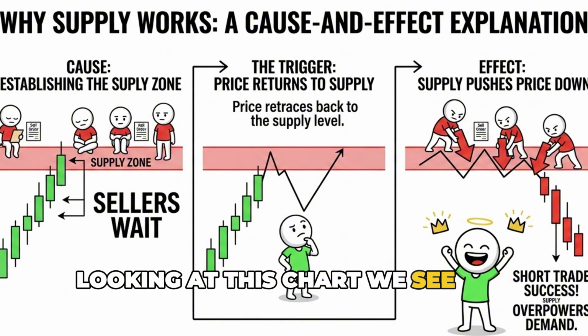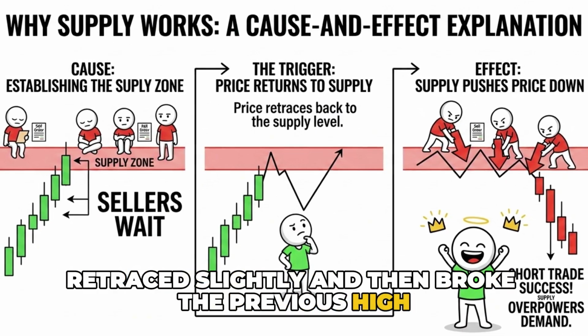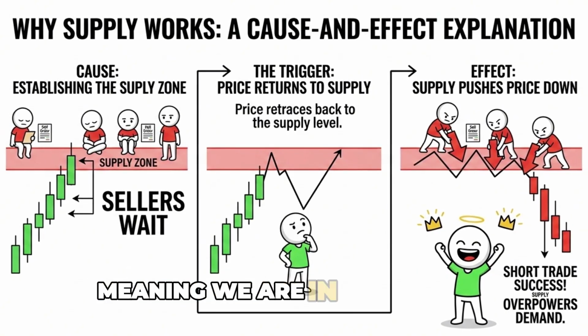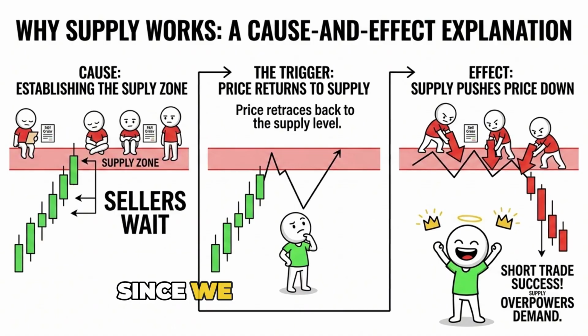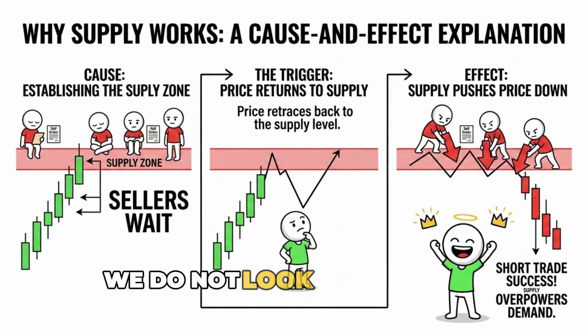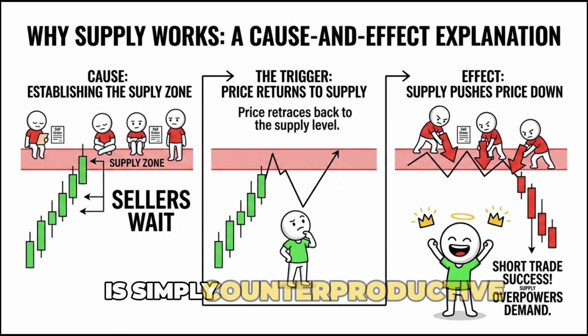Looking at this chart, we see the price moved upward, retraced slightly, and then broke the previous high. This confirms we have higher highs and higher lows, meaning we are in an uptrend. Since we are in an uptrend, we are only interested in long trades. We do not look for any sell positions, as shorting during a clear uptrend is simply counterproductive.